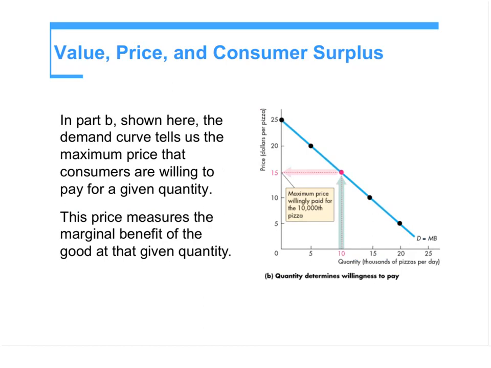In part B shown here, the demand curve tells us the maximum price that the consumers are willing to pay for a given quantity. This price measures the marginal benefit of the good at any given quantity.